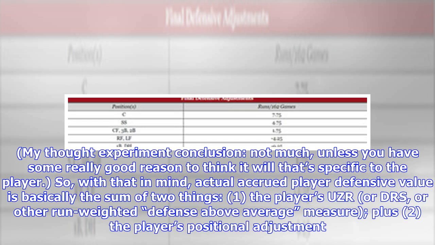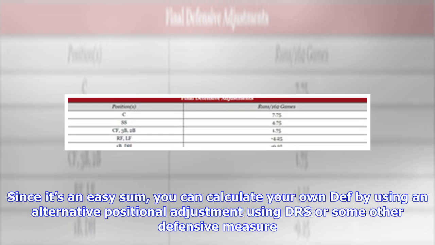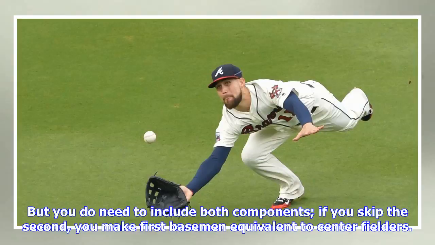So, with that in mind, actual accrued player defensive value is basically the sum of two things. 1. The player's UZR or DRS, or other run-weighted defense above average measure, plus 2. The player's positional adjustment. Sum these up, and you get what FanGraphs calls Def. FanGraphs Def uses UZR and the original positional adjustments. Since it's an easy sum, you can calculate your own Def by using an alternative positional adjustment, using DRS or some other defensive measure. But you do need to include both components.